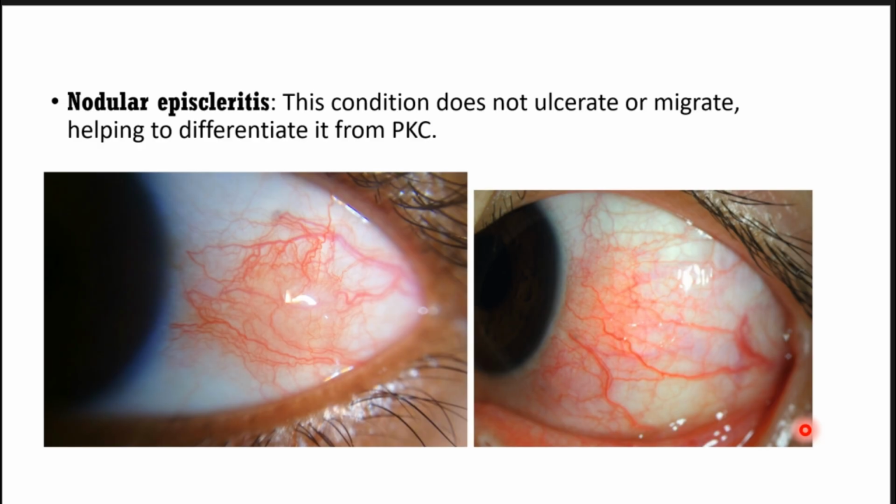Now, the nodular episcleritis, you are basically going to see prominent episcleral vessels over here, and these nodular episcleritic lesions will not undergo any sort of ulceration. They are not going to migrate and they will not have any microabscess formation. Very rare. Okay, so that is something that helps you differentiate. Moreover, nodular episcleritis will have a longer course of duration. Usually, you are going to see these nodules of 2 to 3 weeks of duration.